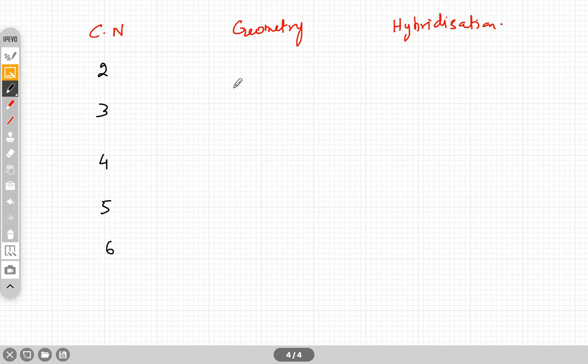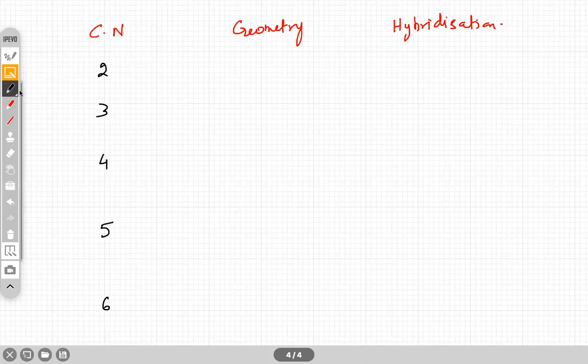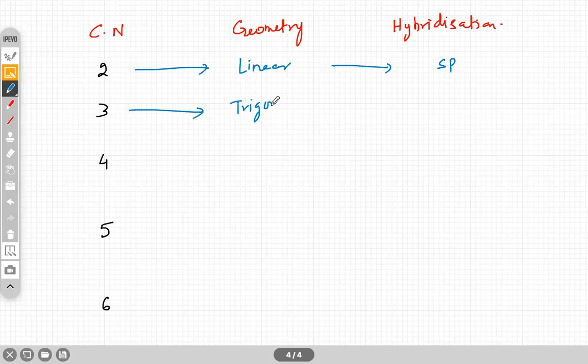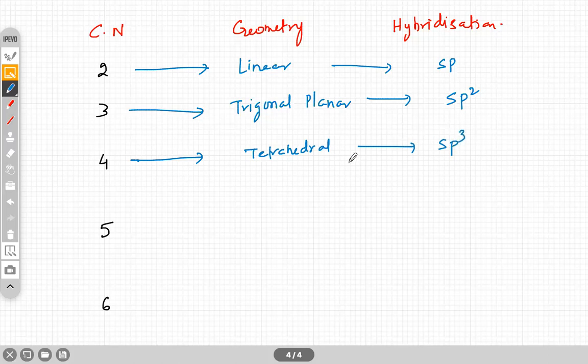Geometry is, just a second, I'll have some space here. If it is 2, then the geometry is linear. Hybridization is sp. If it is 3, then it is trigonal planar. Hybridization is sp2. If it is 4, then two different geometries are possible according to the hybridization. If it is tetrahedral, hybridization is sp3. If it is square planar, it is dsp2.